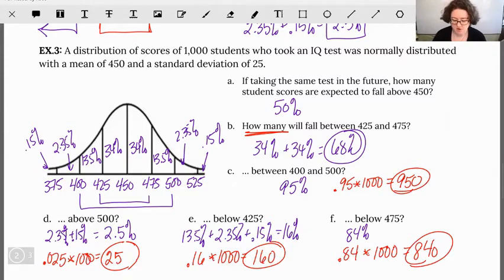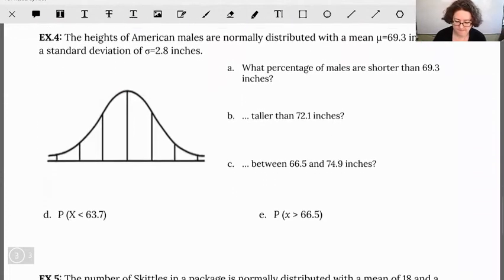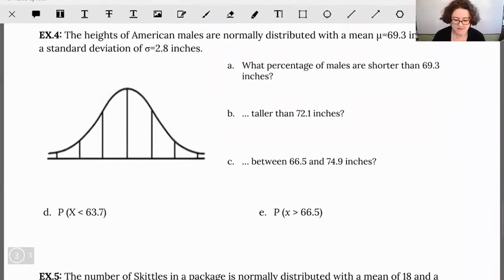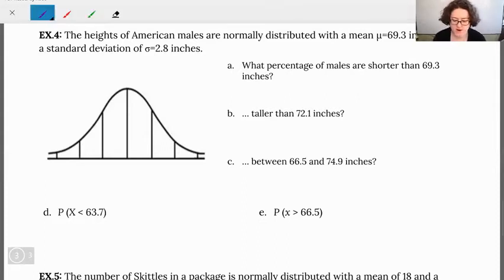All right, so let's keep going. Example 4. The heights of American males are normally distributed with a mean of 69.3 inches and a standard deviation of 2.8 inches. So again, starting out, label your graph.